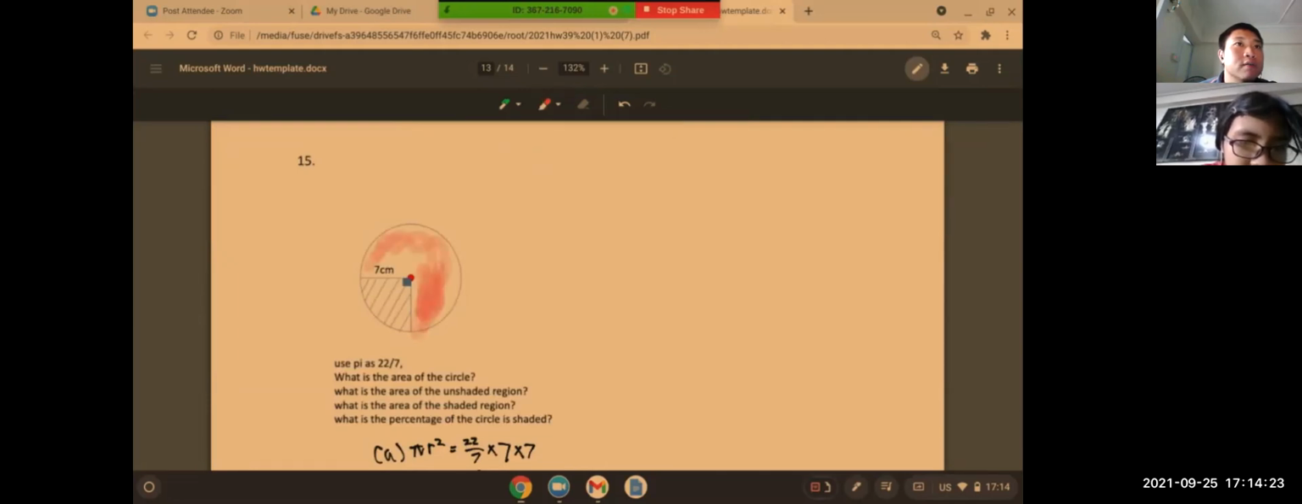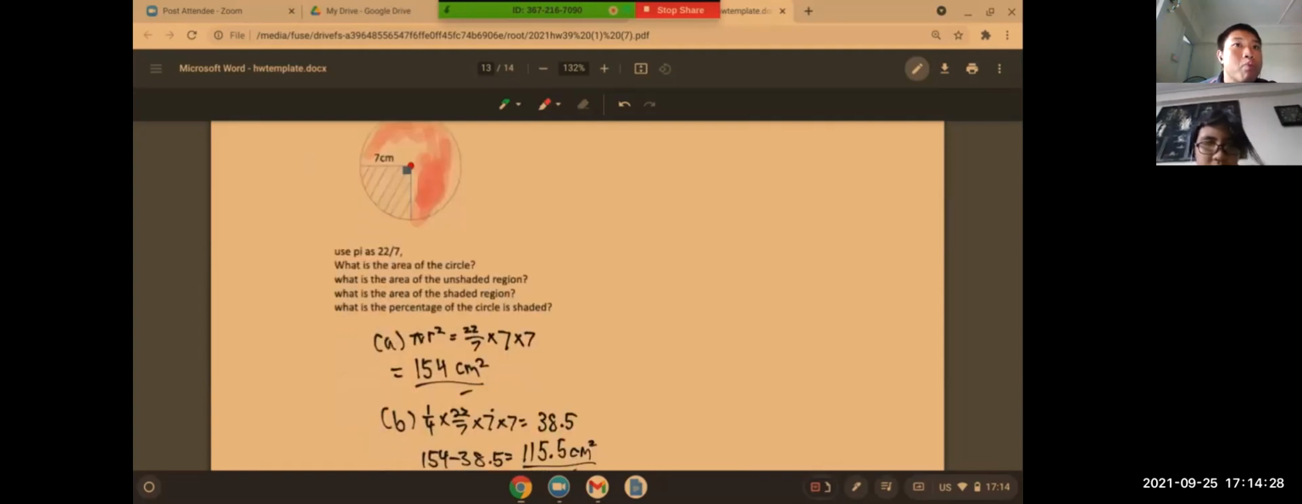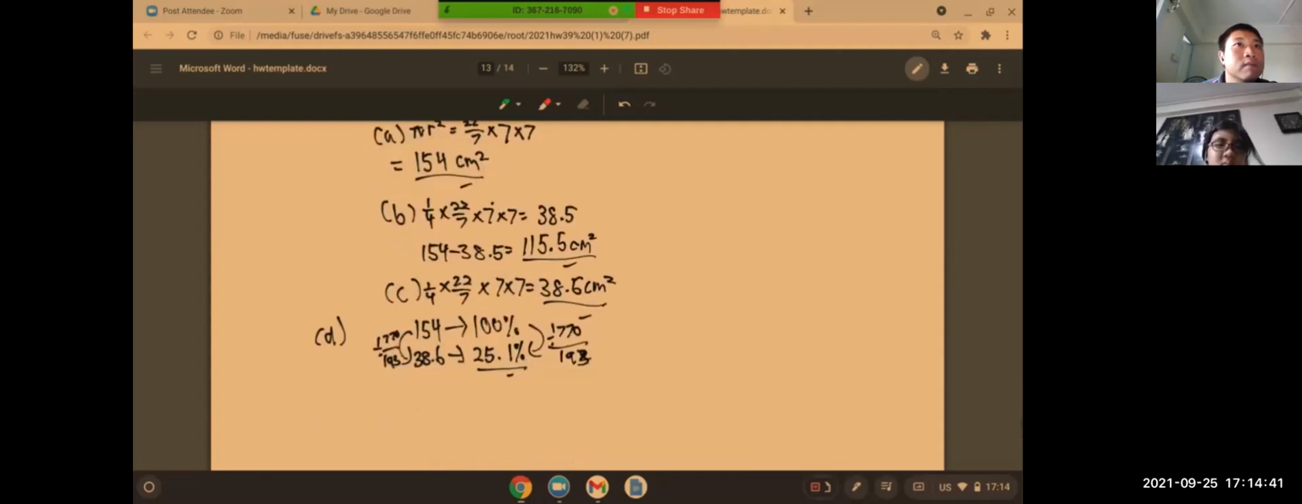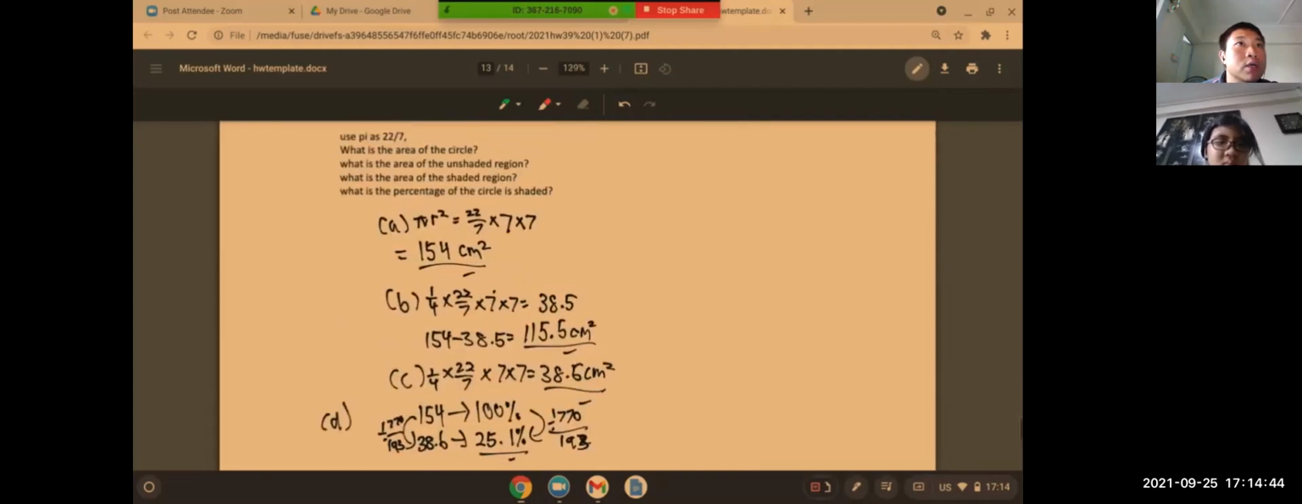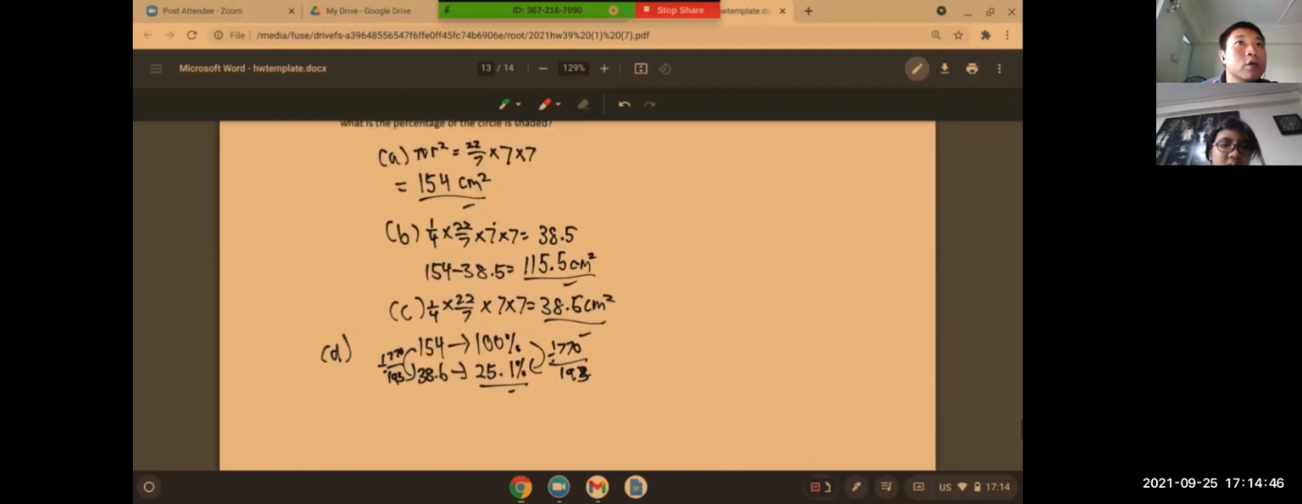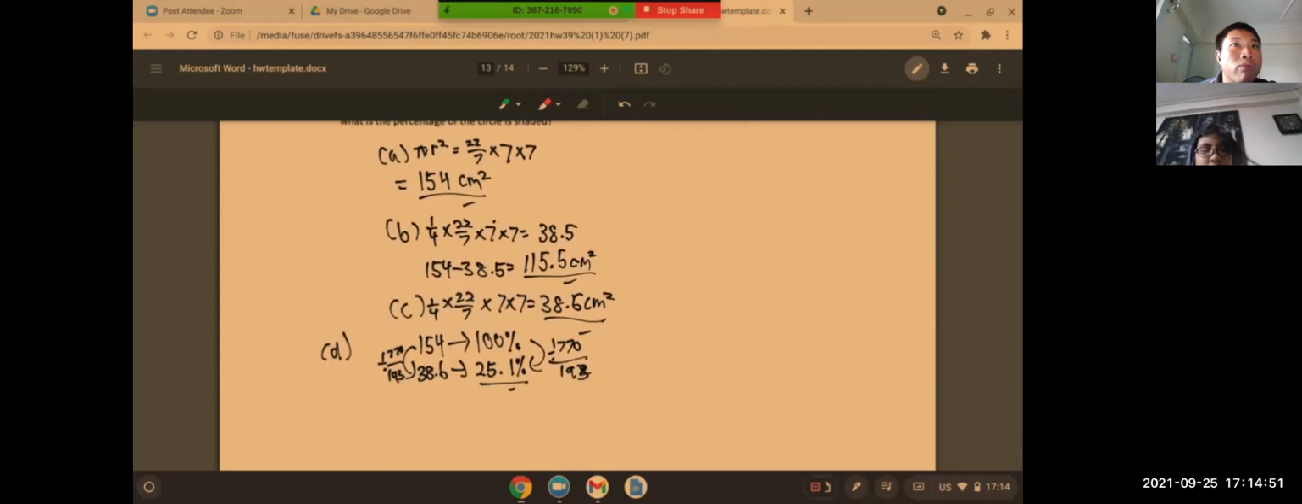So how much is this? How do you find this unshaded part? Total minus the shaded. Correct. Next question. Okay, continue. I want to see what's the percentage. So hold on. What percentage of the circle is shaded? How do you find percentage? Very good. Next question.